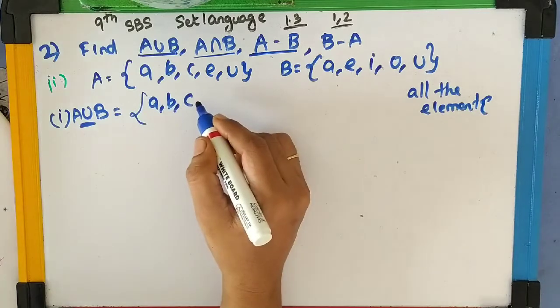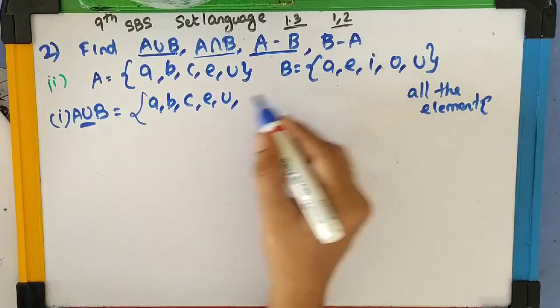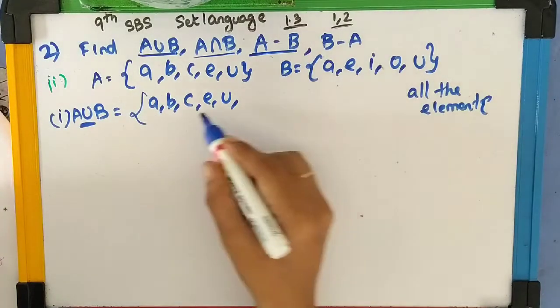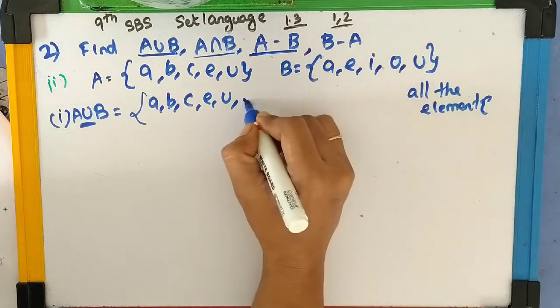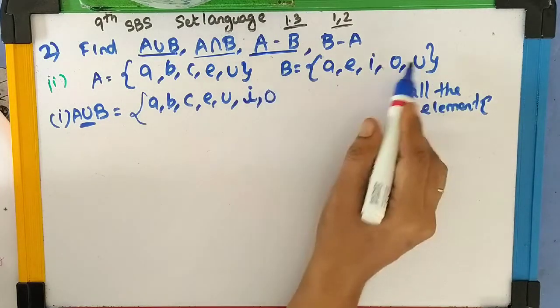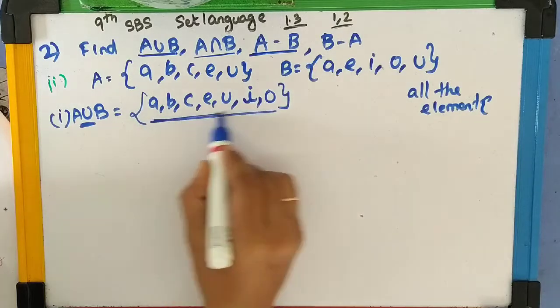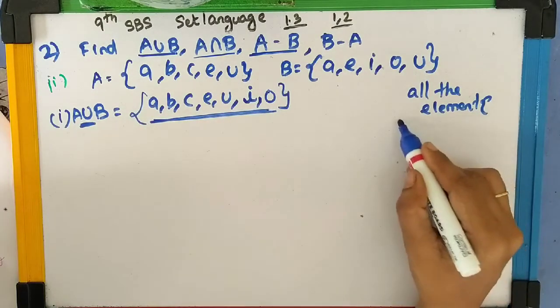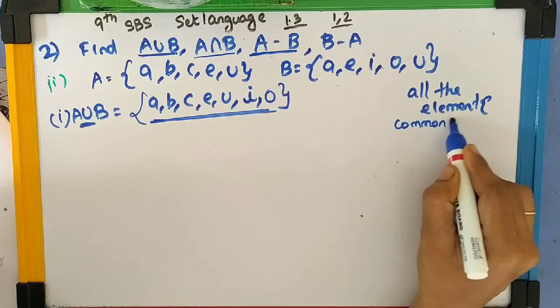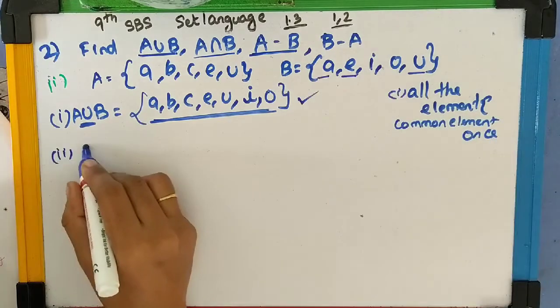A, B, C, E, U. A is already there, so I am going to U, E. E is also there, so I am writing I, O and U is there, so A union B is over. So there are totally 7 elements in A union B, that is all the elements in both sets, and common elements should be written only once.